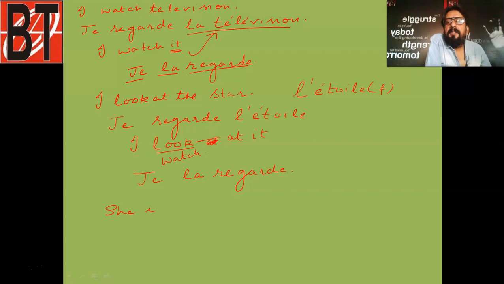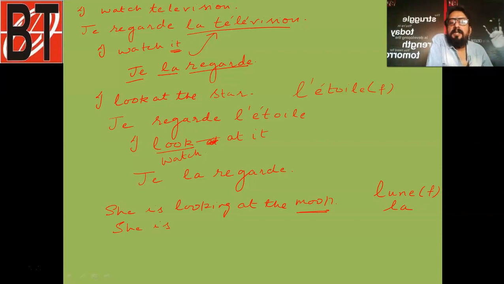She is looking at the moon. Now moon is la lune and it is feminine. So I will use la. She is looking at it. How will you write? Elle la regarde. Understand? Clear?